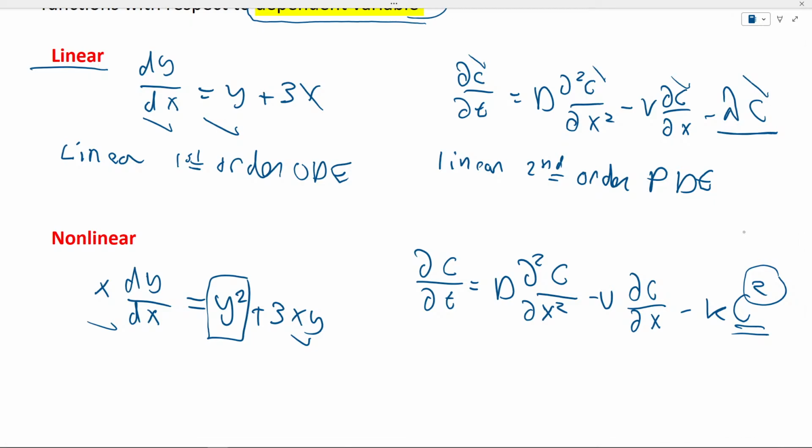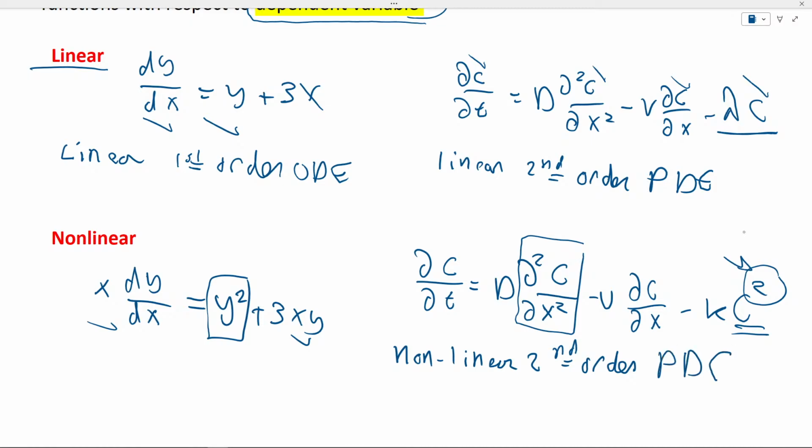So here I have a nonlinear second order partial differential equation. Why second order? Because I have the second derivative here. Why nonlinear? Because I have a square here. Why partial differential equation? Because I have two independent variables, I have t and I have x.